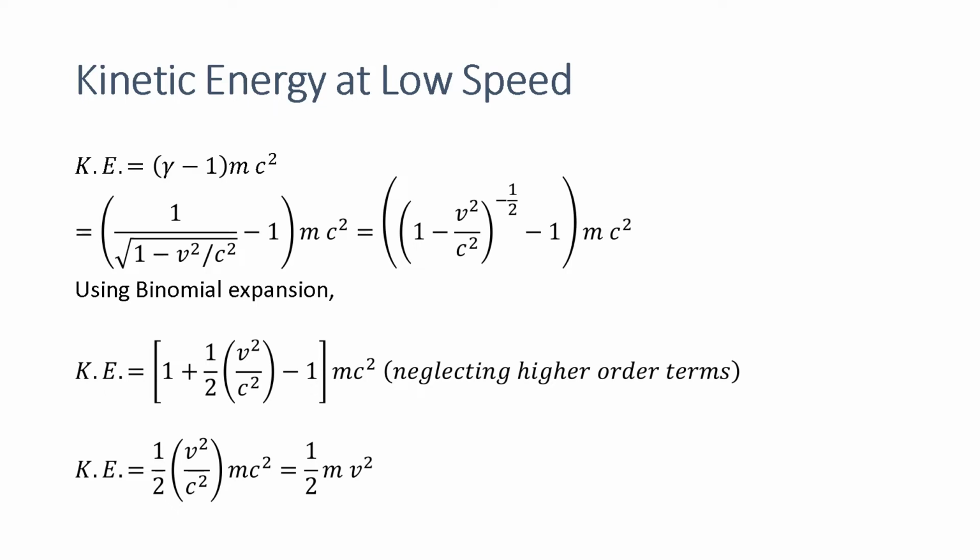Here c² and c² cancel. So we get kinetic energy equals half mv². As you can see, this is the same as the formula for kinetic energy in Newtonian mechanics. And this is as expected because Newtonian mechanics works quite well at speeds which are small compared to the speed of light. So as expected, relativistic kinetic energy reduces to kinetic energy in Newtonian mechanics at low speeds.